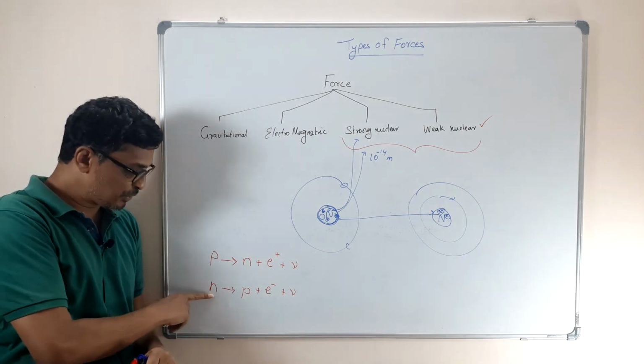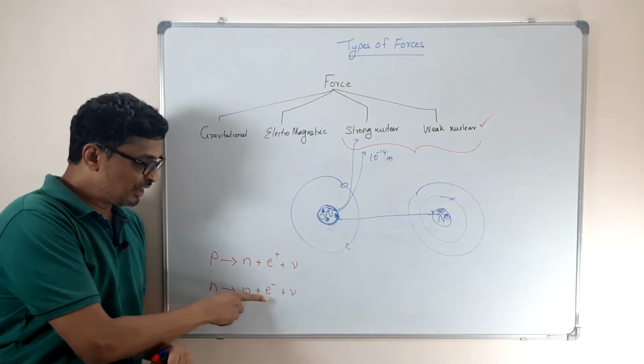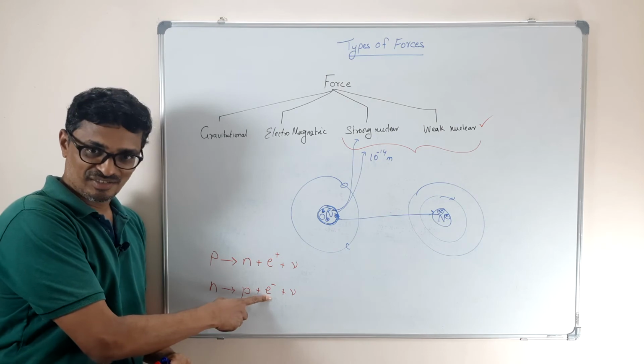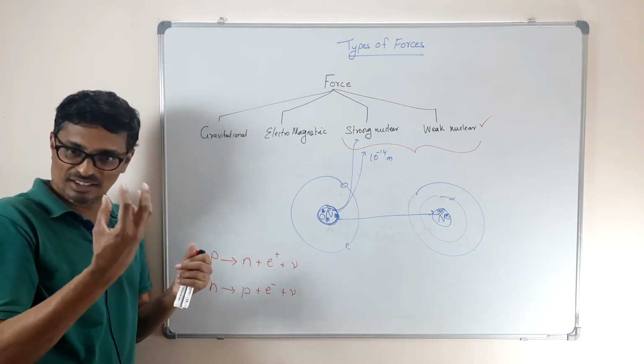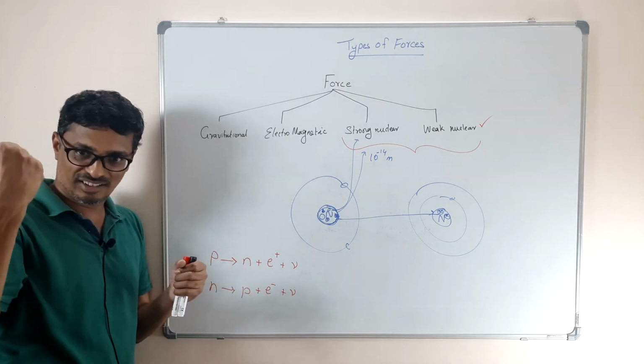Suppose a neutron is there, the neutron will release an electron, a negative charge. A neutron is neutral. When you take out an electron, it becomes what?